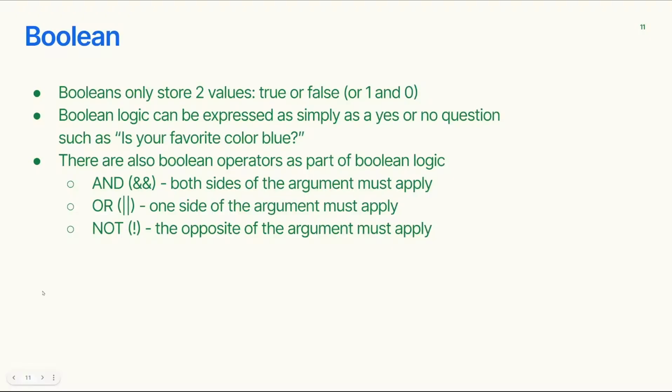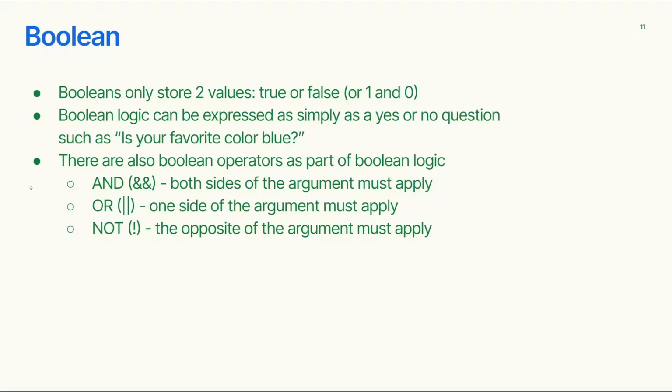Booleans can only store two values, true or false, or a 1 and a 0, based on what language you're using, and you can sometimes use them both ways as well. Boolean logic can be expressed as simply as a yes or no question, such as, is your favorite color blue? Most people will say yes or no. That could be a Boolean, for example. You obviously wouldn't have this specific question in a code assignment or whatever, but you get the point. Yes or no, only two options available. That's what you want to use.